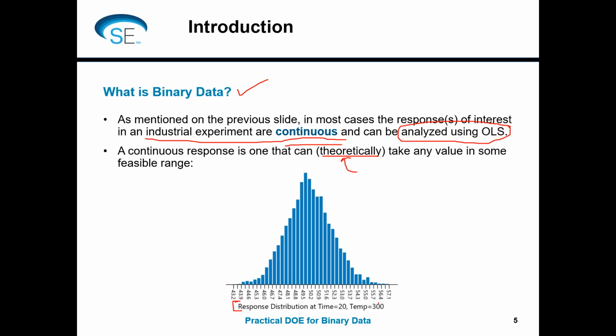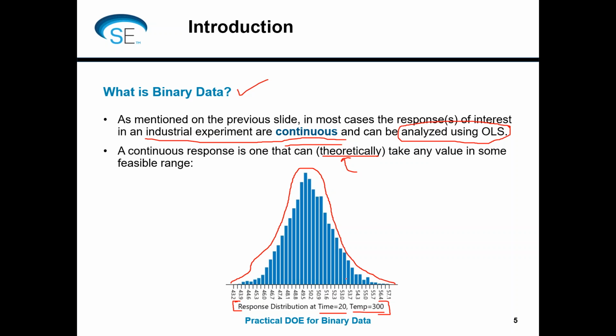Let's say I have a two-factor experiment with time and temperature as my factors. I'm going to set time to 20 and temperature to 300, and measure the response. Then I'm going to reset time to 20 and reset the temperature to 300 and measure the response. I'm going to do that a bunch of times, and put all of the responses on a histogram. Well, this is hypothetically what the response distribution should look like.